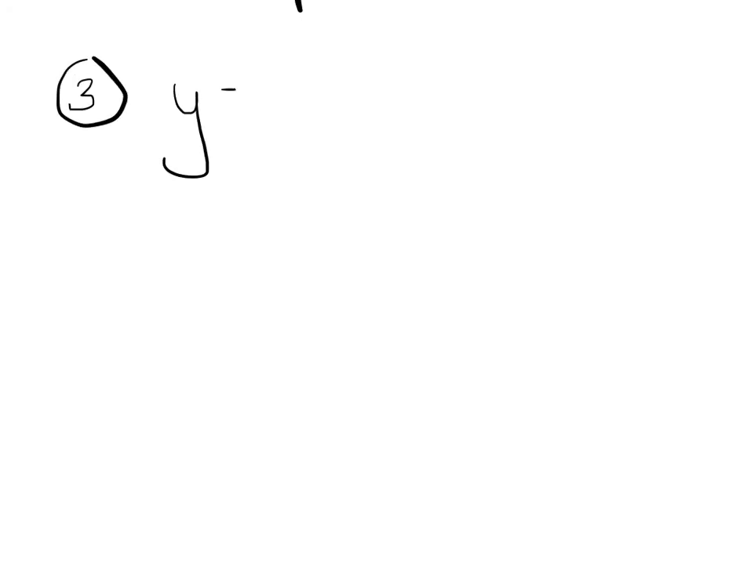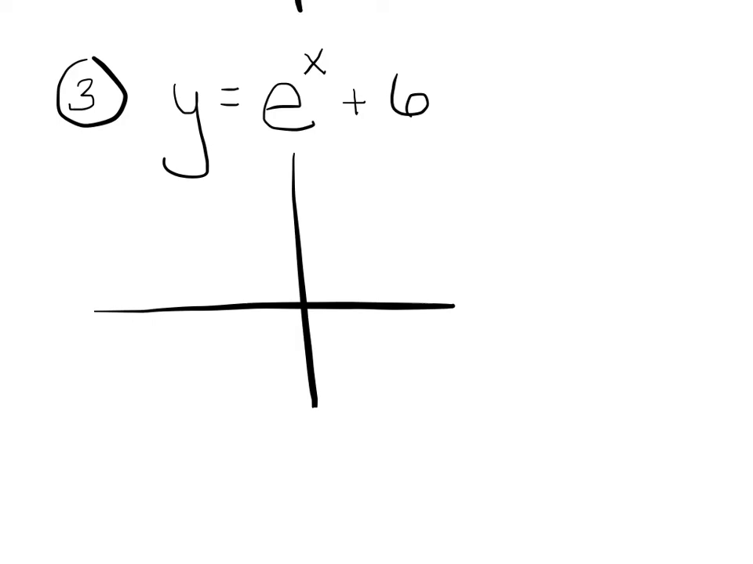Let's say y equals e to the x, plus 6. Okay, so we'll start with our graph. e to the x, we'll get it in nice and light. e to the x is special, it crosses at the point 0, 1. Again, I'm going to put it in nice and light. Okay, that's my parent graph.